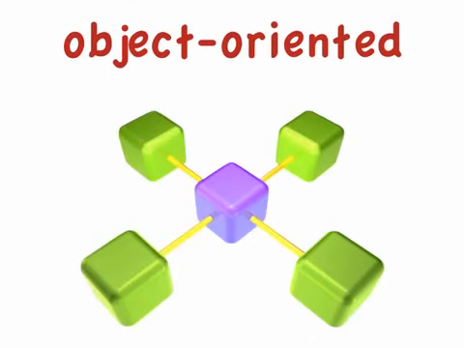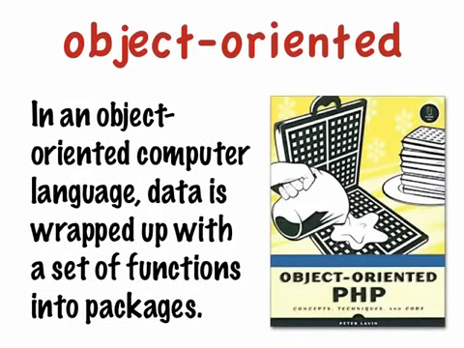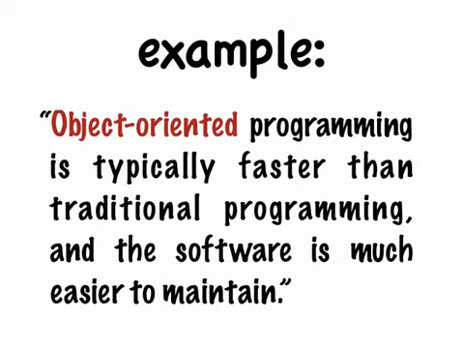Object-oriented. In an object-oriented computer language, data is wrapped up with a set of functions into packages. Object-oriented programming is typically faster than traditional programming, and the software is much easier to maintain.